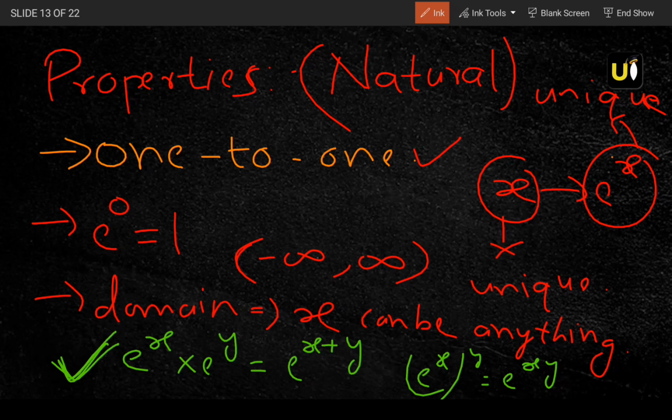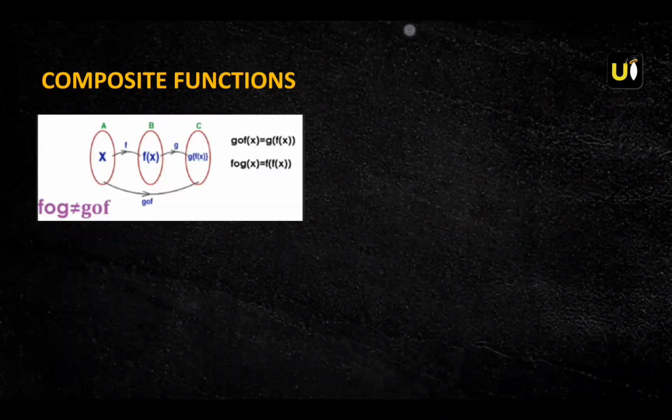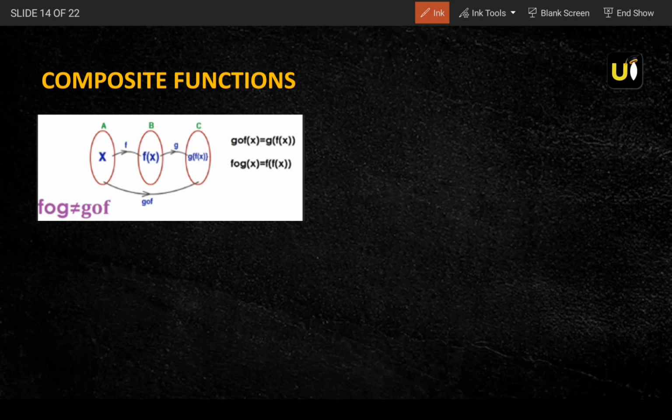See, there is no difference. I mean, the difference is very small. In the exponential function, the base can be anything. This natural exponential function is just a part of that exponential function where we fix the base. The base is e. We have fixed the base, so that is a natural exponential function. Okay, now let's discuss composite functions.